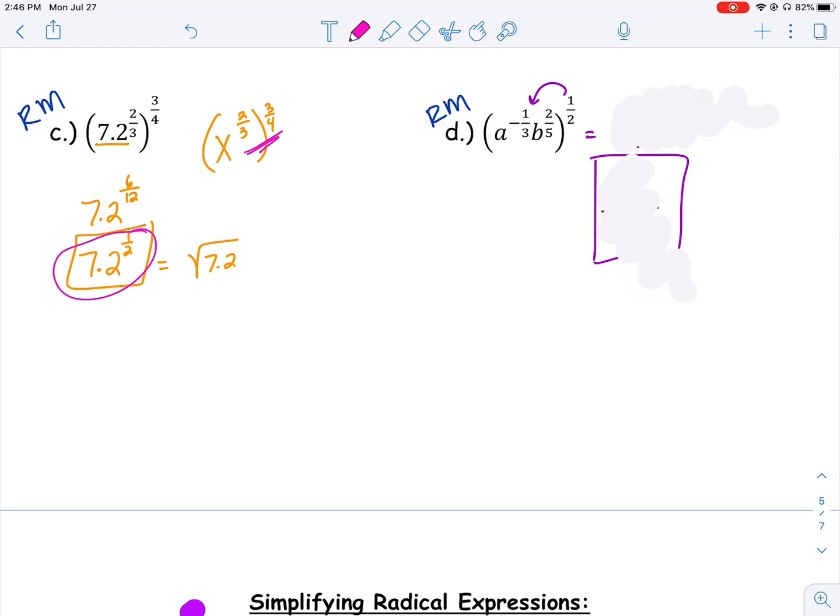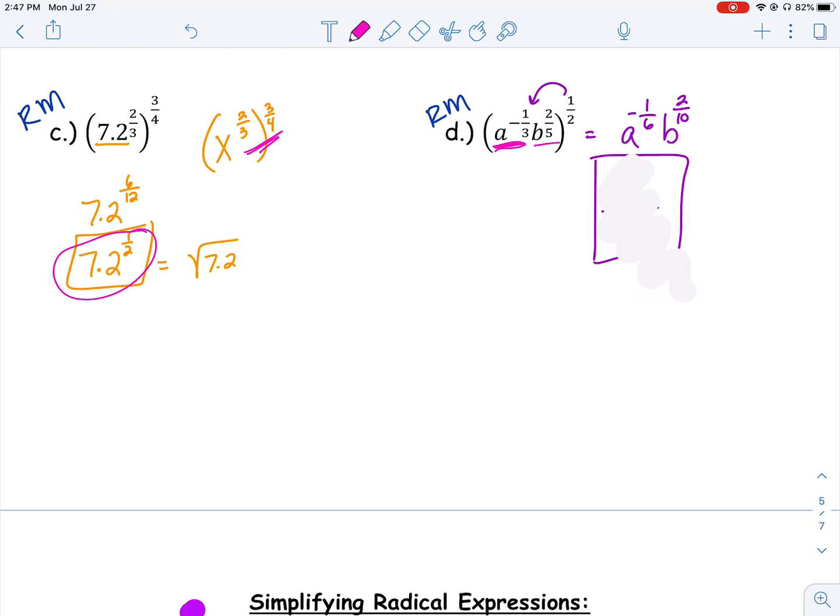I have a to the negative 1/3, b to the 2/5, and all of that is raised to the 1/2 power. So what I want to do is take this 1/2 and distribute it to this base and this base. Now remember, when I take a to the negative 1/3 and raise it to a power, I'm multiplying the exponents. So I'm going to distribute, or multiply, my exponents through. That gives me a to the negative 1/6 and b to the 2/10.